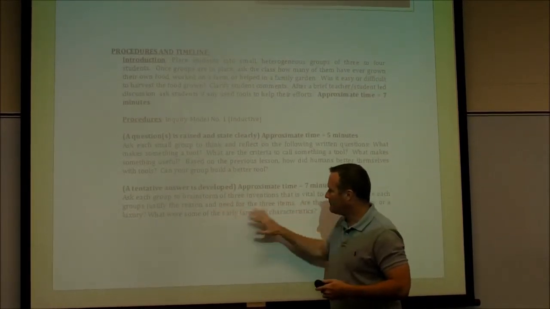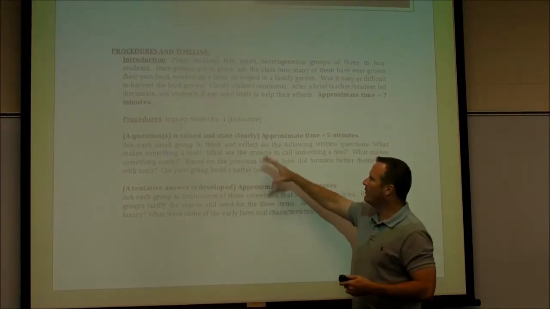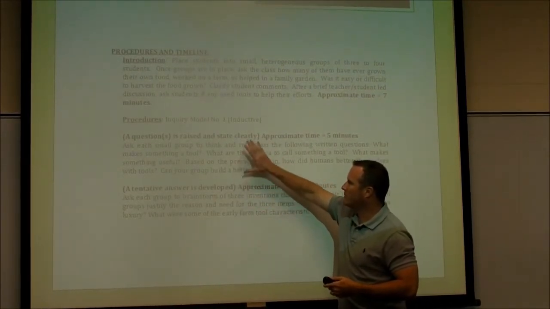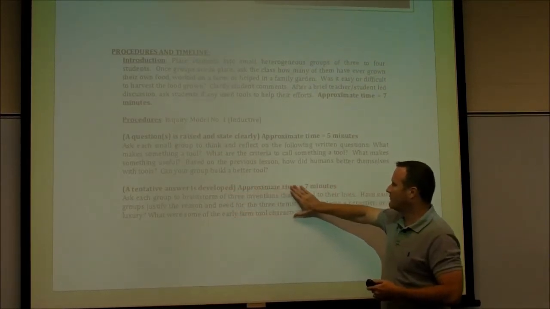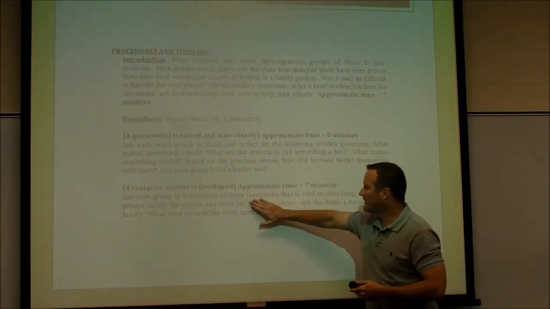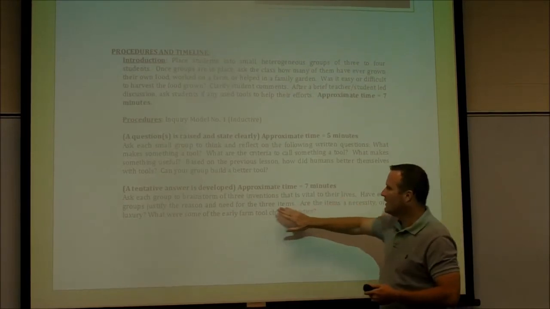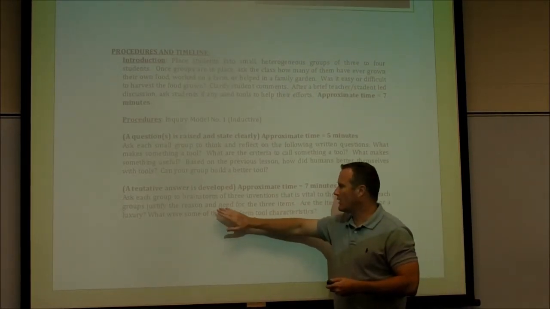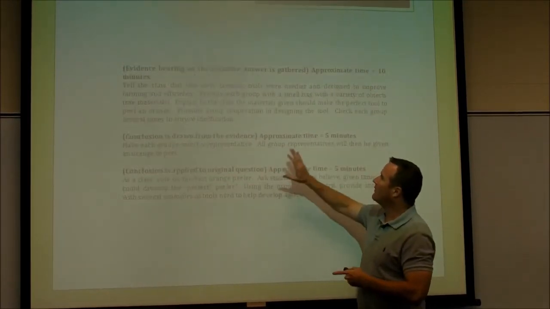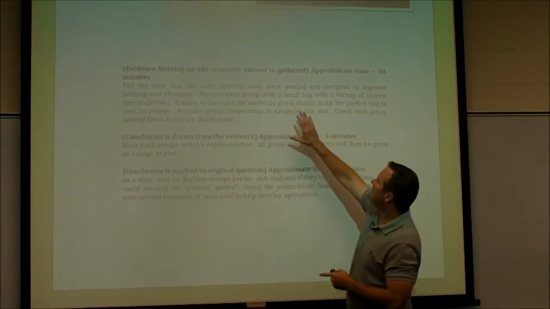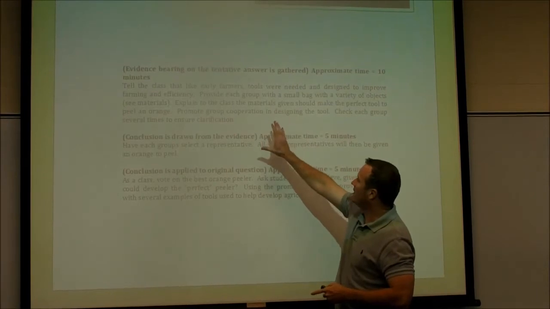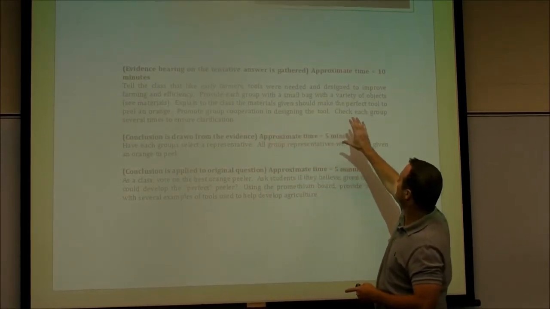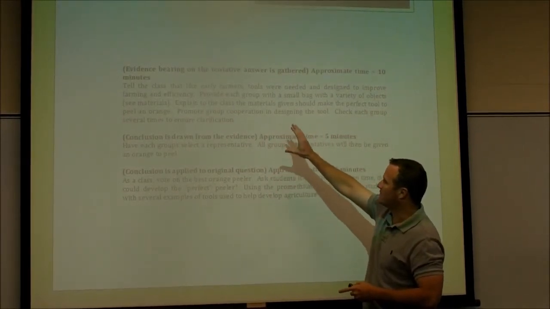And so you're trying to build upon your first question up here. We talked about how the question is raised and a tentative answer is developed: what, in terms of 3 things, do they think is important and vital to their lives? Are they luxuries? Are they necessities? And so we've gone through that. The third step, evidence bearing on the tentative answer, is gathered in approximately 10 minutes. Tell the class that, like early farmers, tools were needed to design and improve farming efficiency.